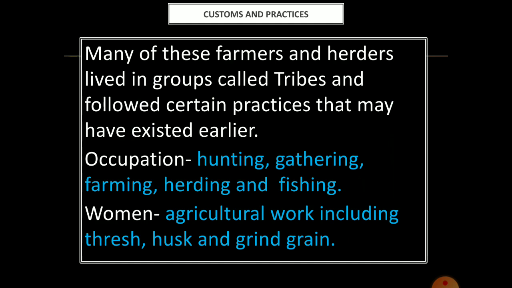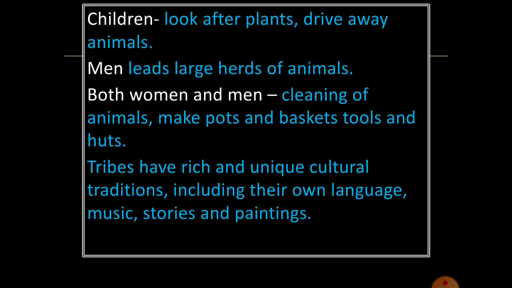At that time, people were engaged in hunting, gathering, farming, herding, and fishing. Women were engaged in agricultural work. They were also engaged in threshing, husking, and grinding of the grains. Children looked after the plants and also drove away the animals so that they could not harm the grains. Men led large herds of animals. That means they used to lead large groups of animals.